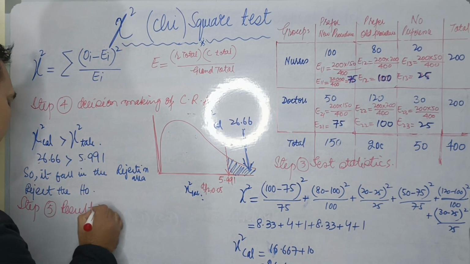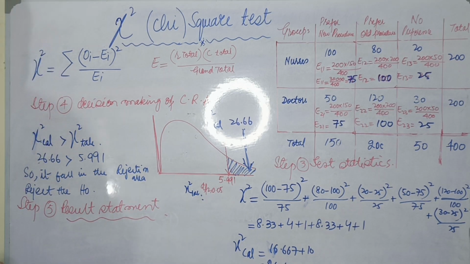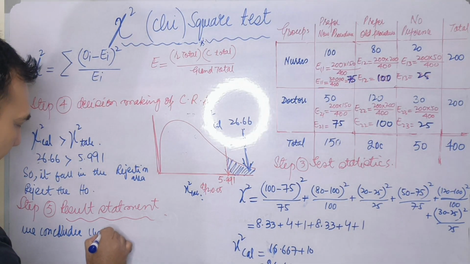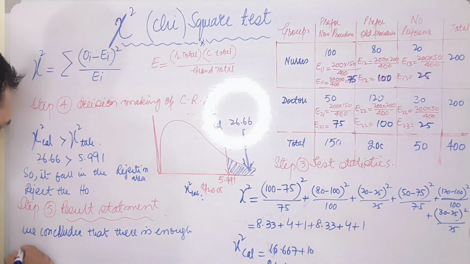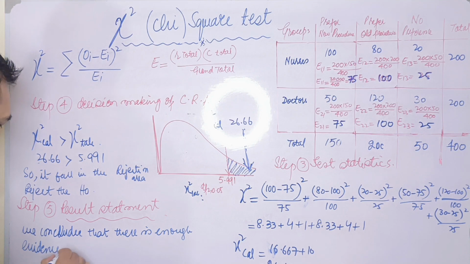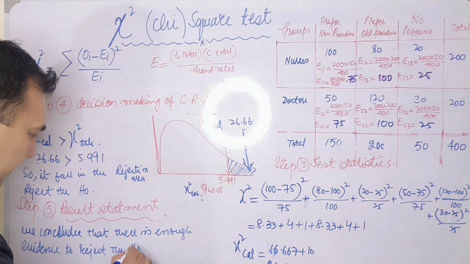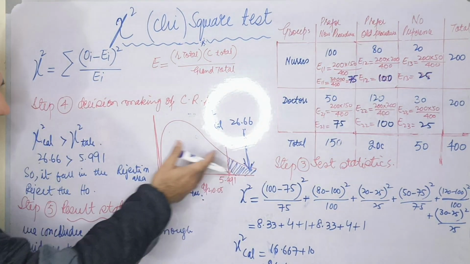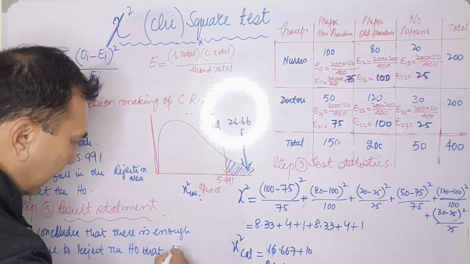Now we will go to step number 5, where we write down the result statement. In the result statement we conclude that there is enough evidence to reject the null hypothesis, because the chi calculated value falls in the rejection area, so definitely we reject the null hypothesis.